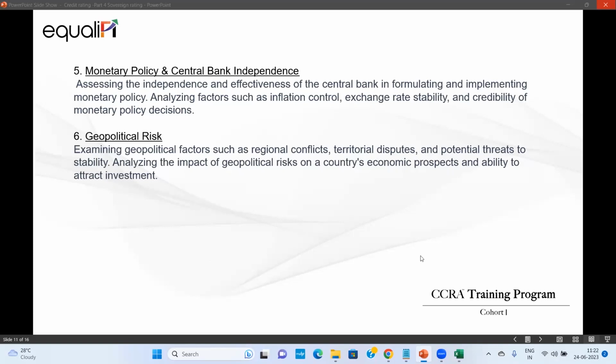And last but not the least is the geopolitical risk, which includes terrorism, regional conflicts, and potential threats to stability. Analyzing the impact of these geopolitical risks, say for example, what is happening in Manipur can be an instance for a situational analysis. Considering the current situation, do you really feel interested to go and invest in Manipur?